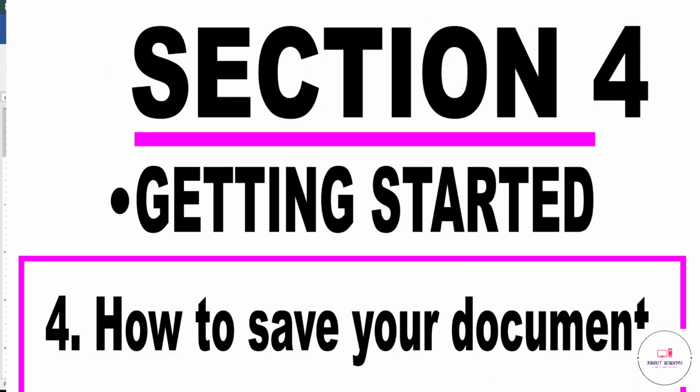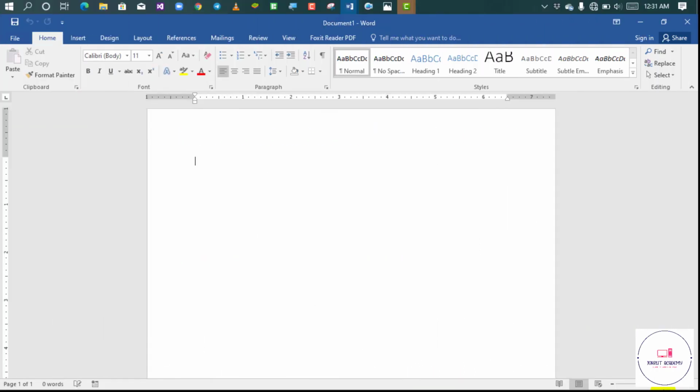Now let's get to the last section, which is saving. In Microsoft Word, we have 2 options for saving: either you use Save or Save As. When you create a document and you want to save it for the first time, you can use either Save or Save As. The Save As dialog box will appear. You choose the location where you want to save your document, then you give it a name, then you save.